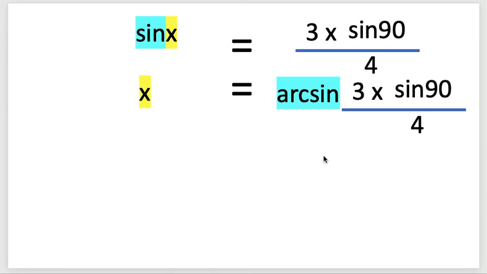Now, if you've got a calculator to hand, that would be a brilliant next step. And we are going to get the following. Arcsine, or sine to the power of -1, I'm going to type in 3 times sine 90, all divided by 4.